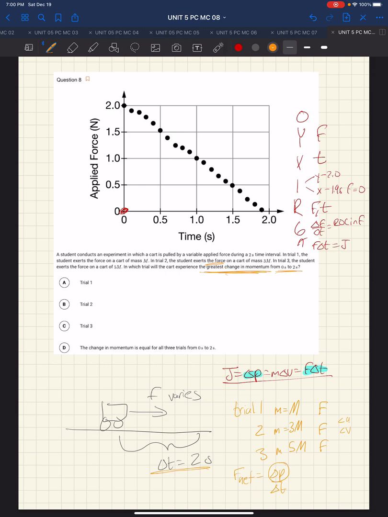Well, we know in all these cases it's from 0 to 2 seconds. So we know that's the same. And the net force, we are told in all 3 cases, is the same. Therefore, the change in momentum must be the same. So it's not in trial 1, not in trial 2, not in trial 3. It's equal for all 3 trials, and that's why.